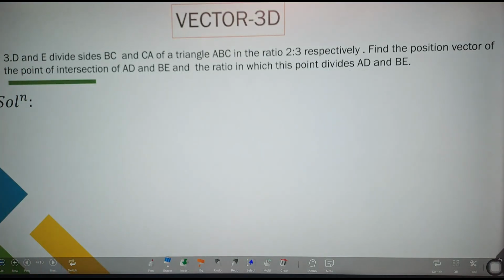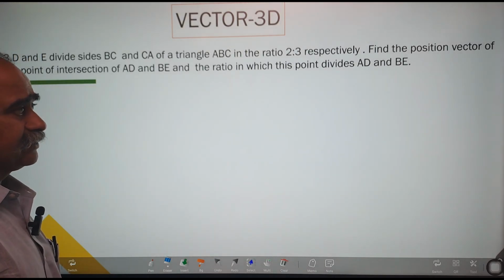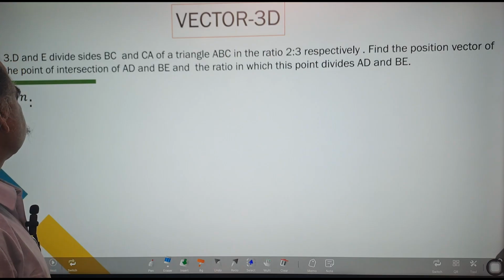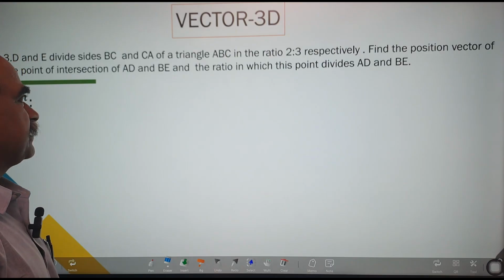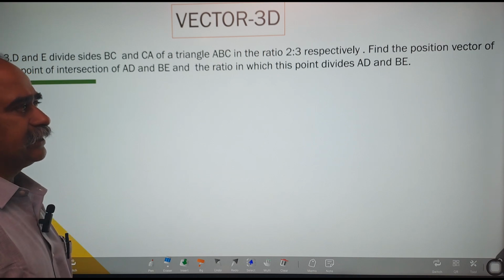So next problem is: D and E divide sides BC and CA of triangle ABC in the ratio 2:3 respectively. Find the position vector of the point of intersection of AD and BE, and the ratio in which this point divides AD and BE.